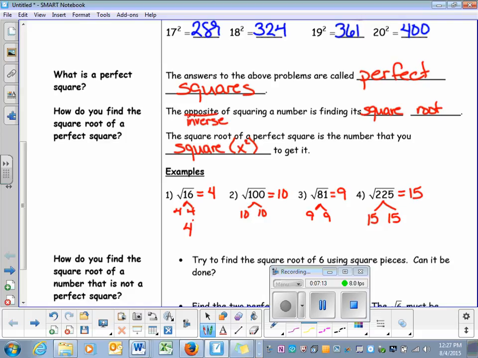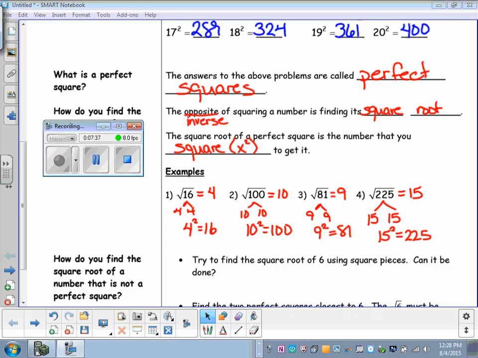4 squared equals 16, so the square root of 16 is 4. 10 squared equals 100, so the square root of 100 is 10. 9 squared equals 81, so the square root of 81 is 9. And 15 squared equals 225, so the square root of 225 is 15.